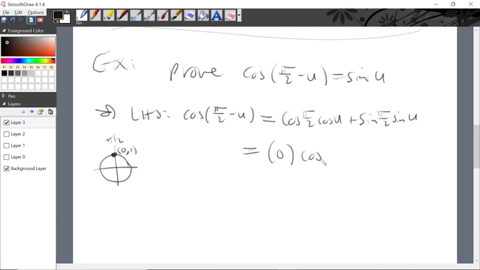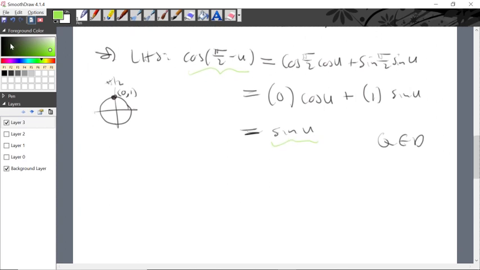So we have 0 times the cosine of u, plus the sine of pi over 2, which would be the y-coordinate here, which is 1. 1 times the sine of u. 0 times anything is 0, and 1 times anything is just itself. So this just equals the sine of u, and that proves it, and we're done. So the cosine of pi over 2 minus u is equal to the sine of u. Let's prove another cofunction identity.